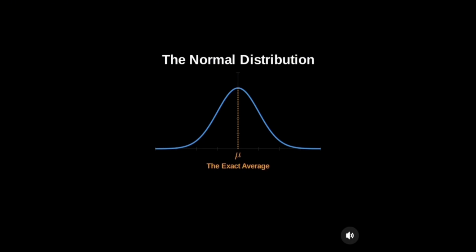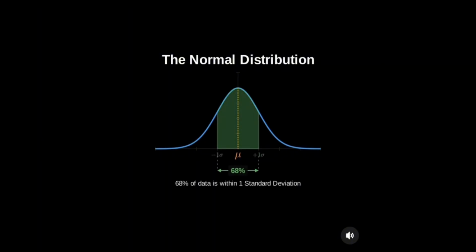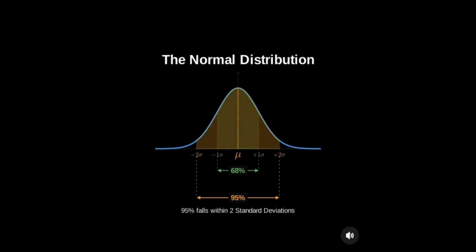But how spread out is it? We use standard deviations, or sigma. 68% of everything falls within just one step of the average. Take 2 steps out, and you capture 95% of the data. Most of life lives exactly in this zone.